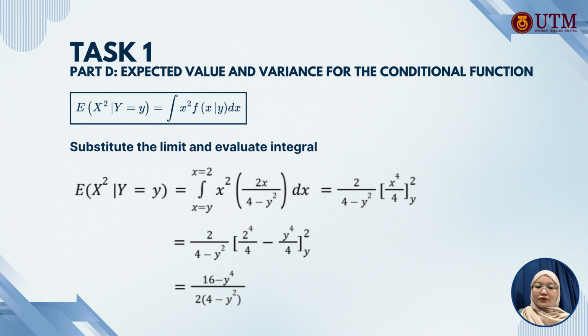Before we proceed to find the variance of the conditional function, we need to compute the expected value of x squared given y first. This is equal to the integration of x squared multiplied with the conditional function. If we substitute the limit and evaluate the integral, we will get E(x squared given y) is (16 minus y to the power 4) over 2(4 minus y squared).